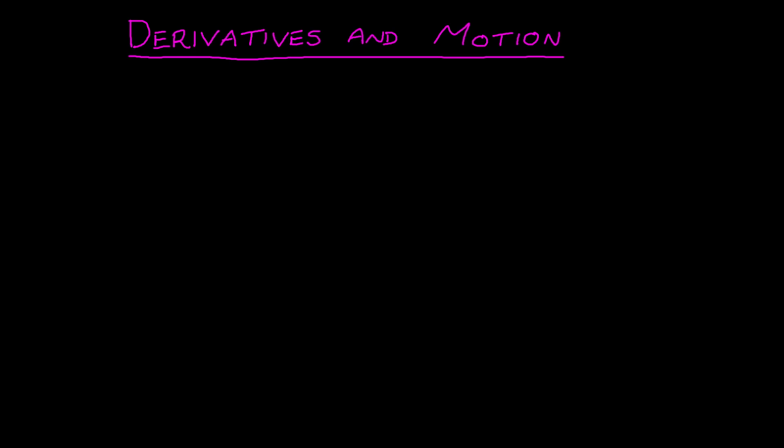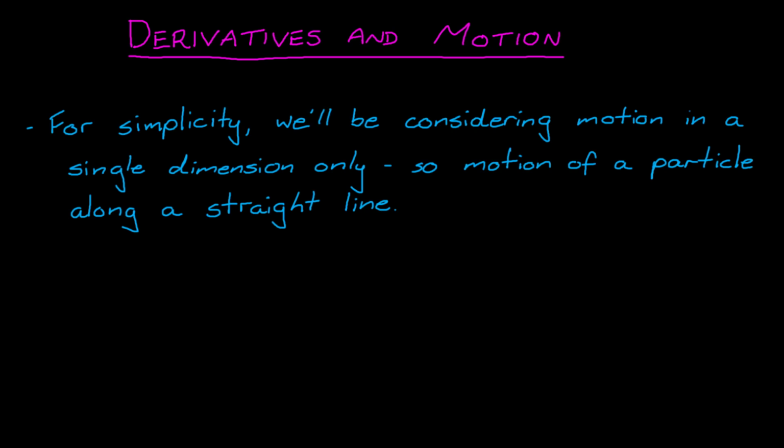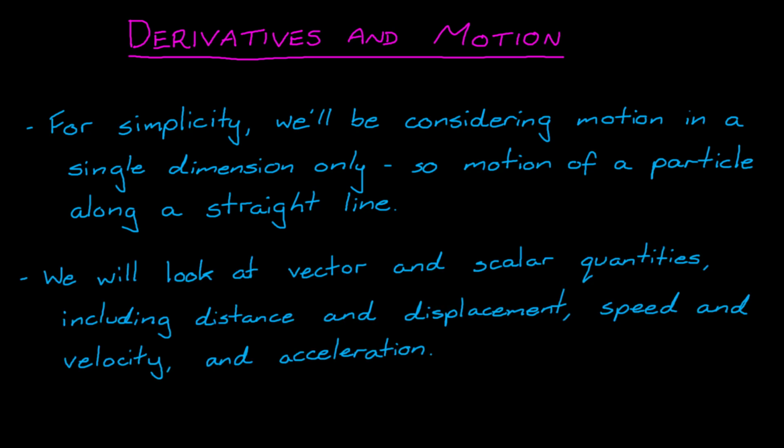Hi guys, so in this video we're going to take a look at derivatives and their applications to motion. For simplicity, we'll be considering motion in a single dimension only, so motion of a particle along a straight line and back again. As part of this video today, we'll be looking at vector and scalar quantities and describing what those mean, and we'll be looking particularly at distance and displacement, speed and velocity, and acceleration.